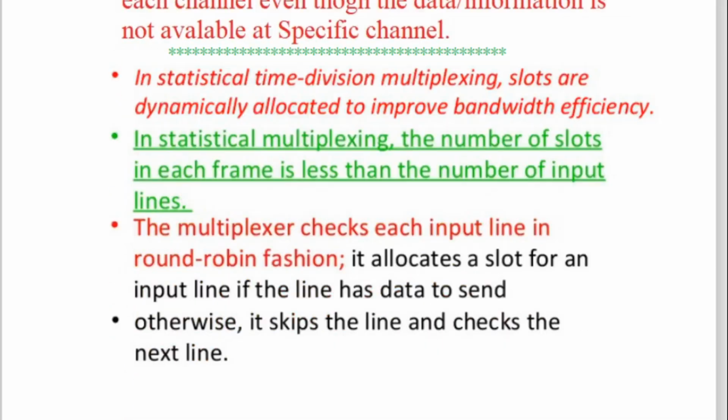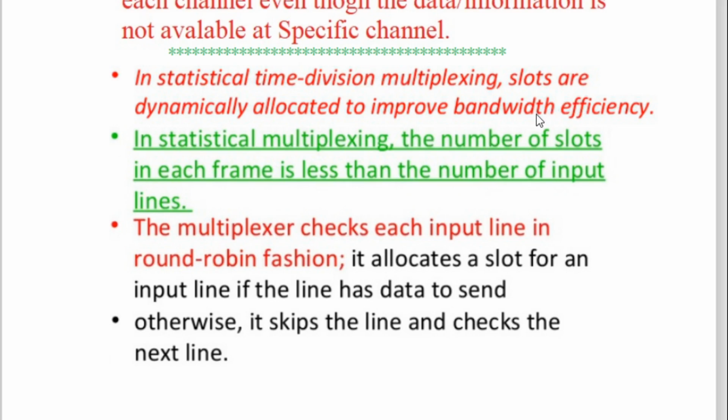But in statistical, it is not like that. In statistical time division multiplexing, the time slots are allotted dynamically. Time slots are dynamically allotted to improve the bandwidth efficiency, not bandwidth. Bandwidth is 4 kilohertz only, which is shared by 4 people or 4 subscribers or 4 information signals.